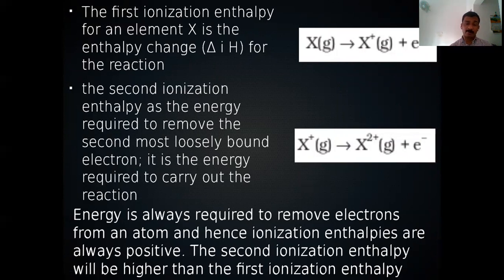Energy is always required to remove the electron from an atom, and hence ionization enthalpies are always positive. We have to supply energy to the system. Therefore, ionization enthalpies are always positive. The second ionization enthalpy will be higher than the first ionization enthalpy. Why? Because in the first case, removal of electron from a neutral atom, but in the second case, removal of electron from a positive ion. We have to overcome the larger attractive force from this positive ion. So the second ionization enthalpy will be more.